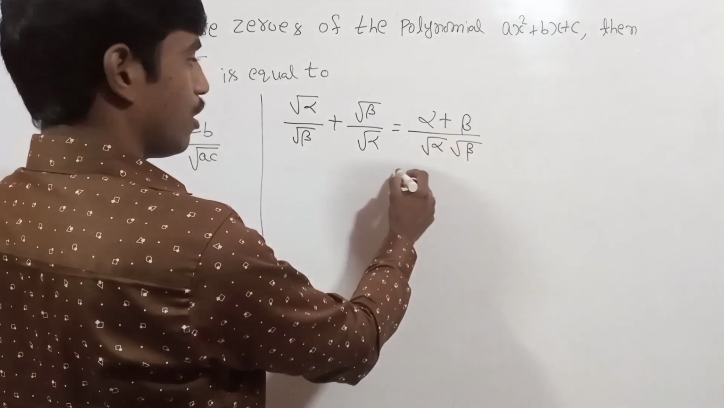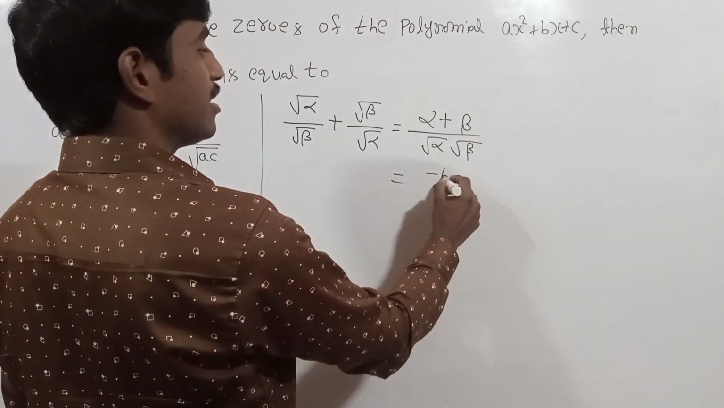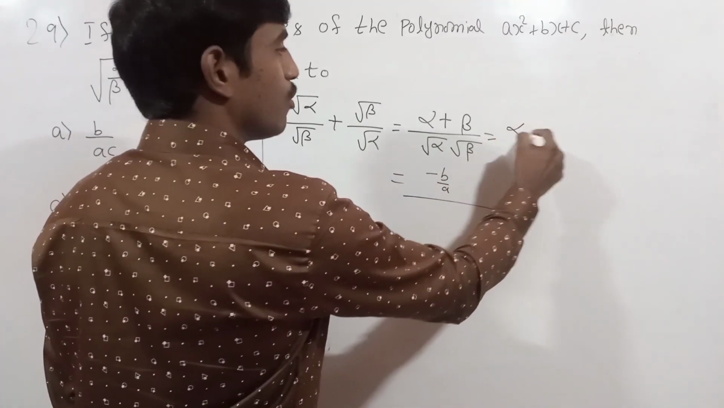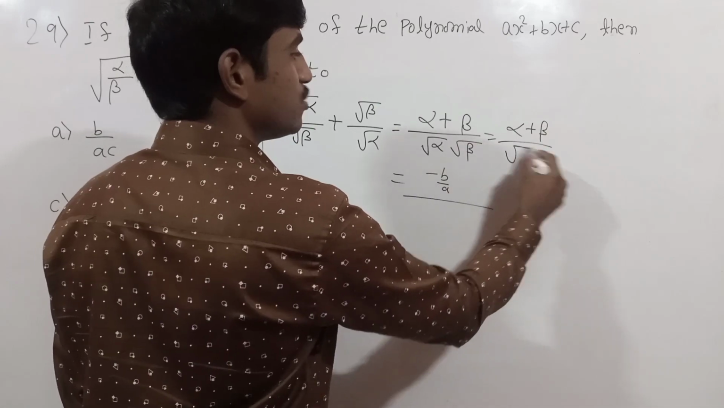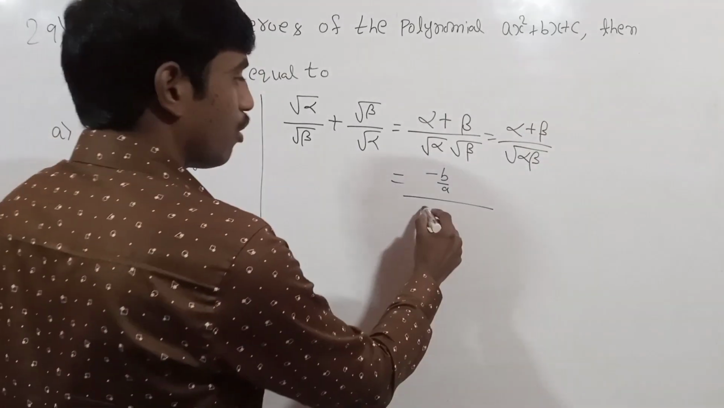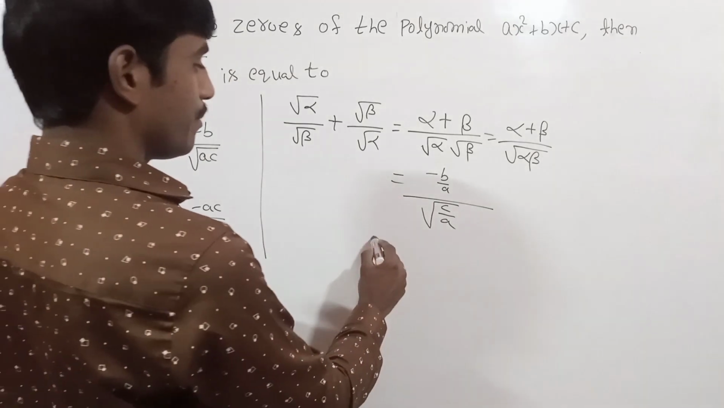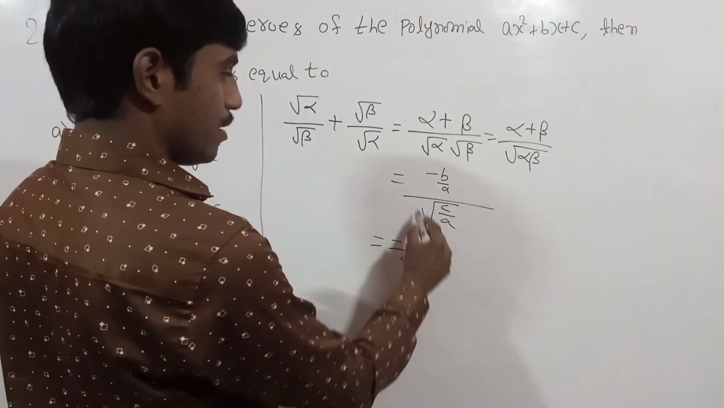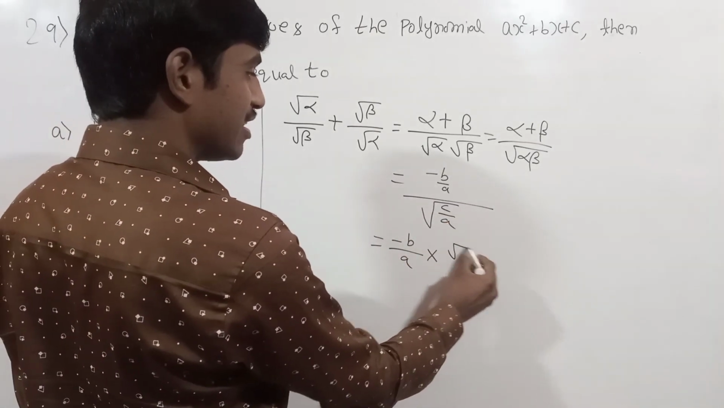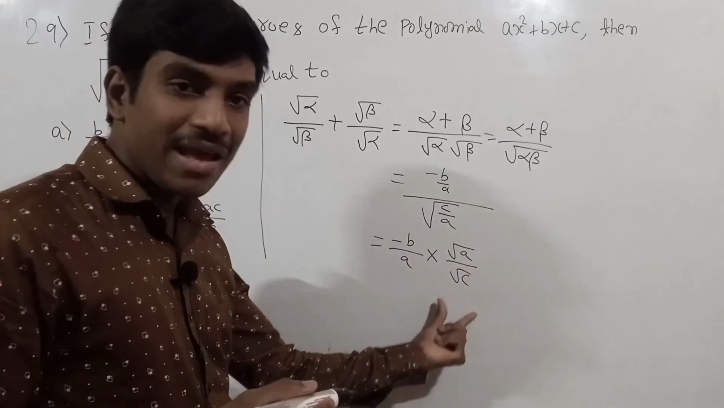So here alpha plus beta, we know, is minus b by a. So minus b by a in the numerator we get, and in the denominator it is root alpha beta, and alpha beta means c by a, so root of c by a. Now this can be written as minus b by a, and division we can change to multiplication. Here we have to take the reciprocal, that is we get in the numerator root a by root c.